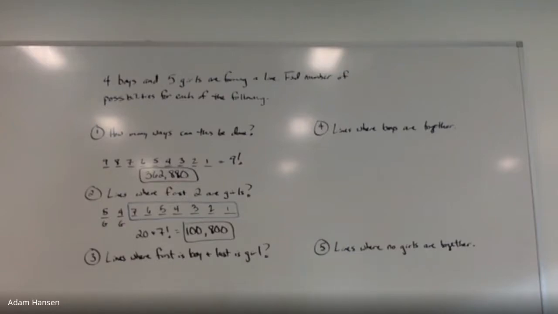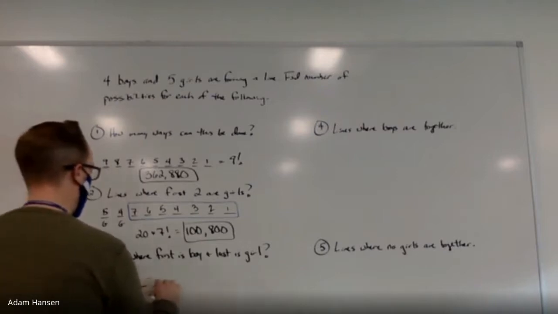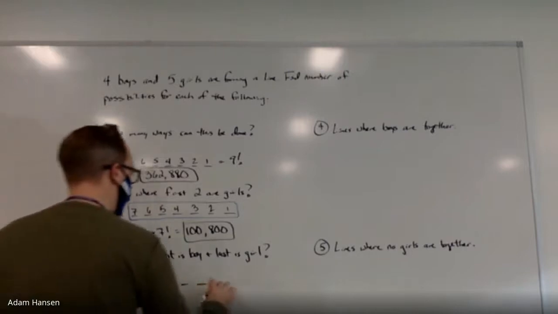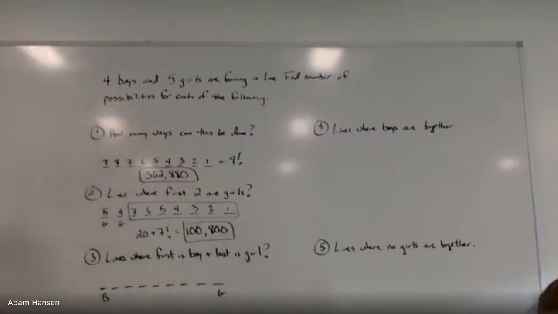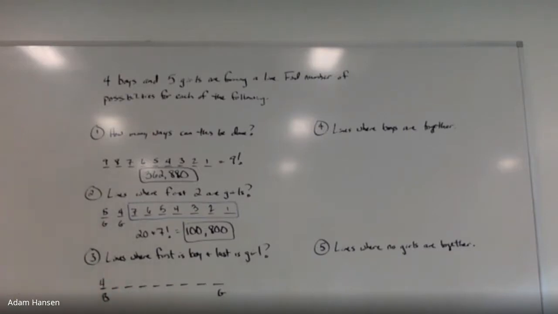Option number 3, how about the number of lines possible where the first person in line is a boy and the last person in line is a girl? I need a boy to come first, a girl to come last. After that, it will not matter. How many different boys could I select from to put in the first place in line? There are 4 boys to choose from first. Let's start with what I have to have placed first. What's been given to me, and then everything else should kind of fall in line from there.